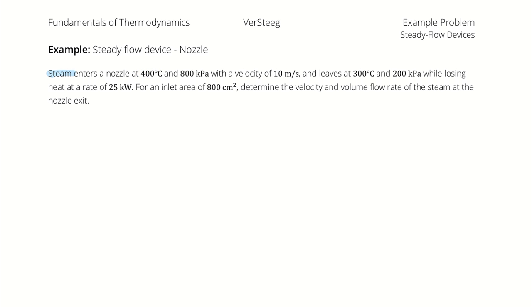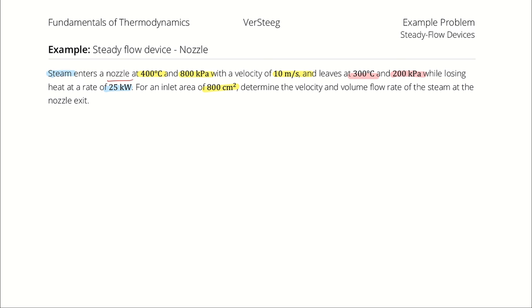I was told an inlet temperature and pressure, those two independent intensive properties, will fully define that state point. And at the inlet, I also know a velocity and a cross-sectional area. I was told at the outlet, the temperature and pressure, which again, fully define state 2. And I was told that throughout the process, we are rejecting heat at a rate of 25 kilowatts. All of this is occurring inside of a nozzle, and a nozzle is one of our steady flow devices.